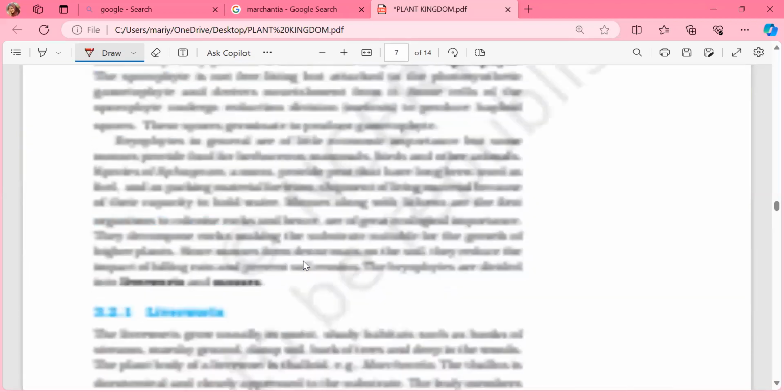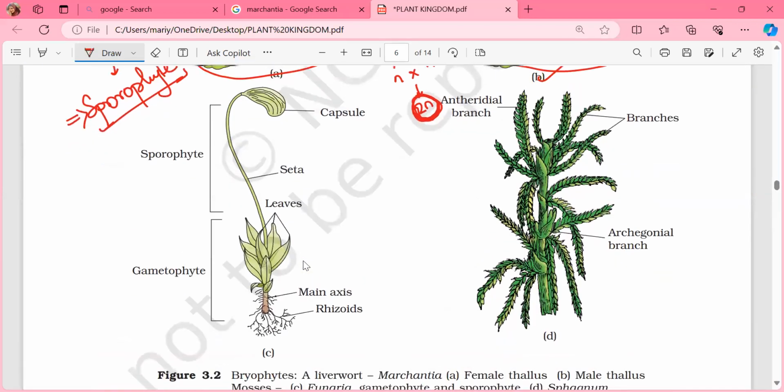Now see, this is the basic structure, this is the gametophyte part. On the gametophyte part, the sporophyte part will be present, and the sporophyte will be divided into capsule, seta, and foot. These capsules contain the spores. Where is the foot? They haven't shown it, but the foot will be down here. Whenever the spores are liberated, they germinate to form a new gametophyte.